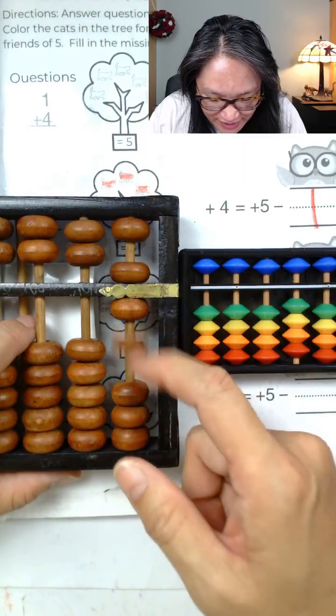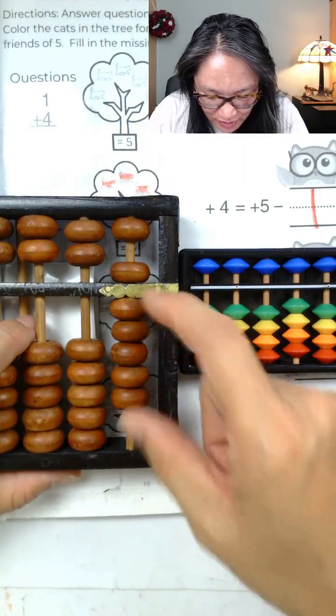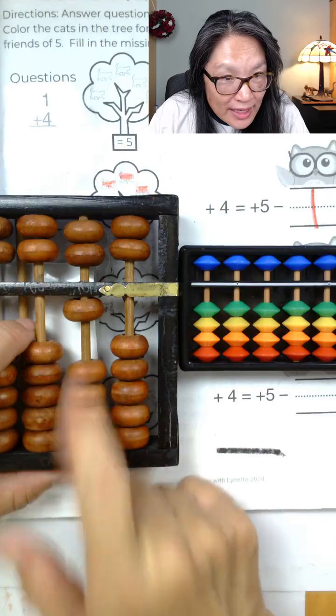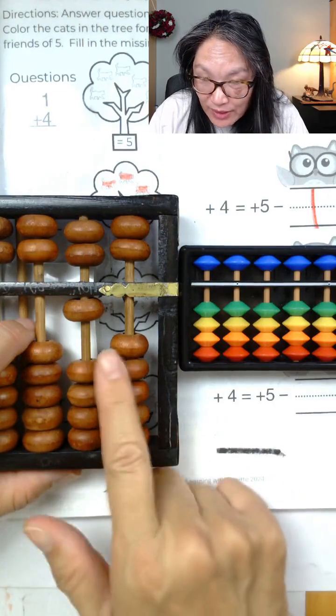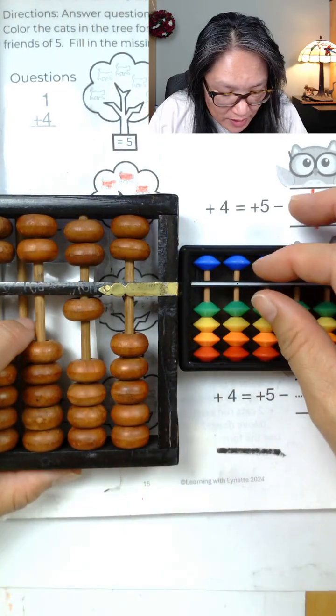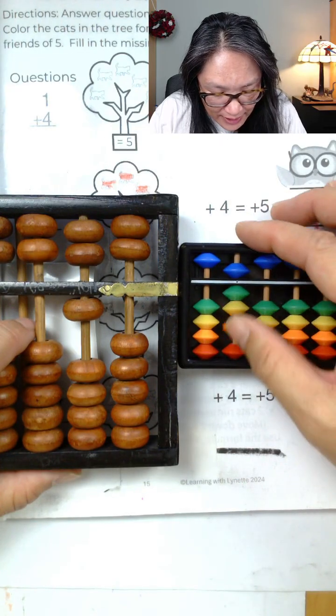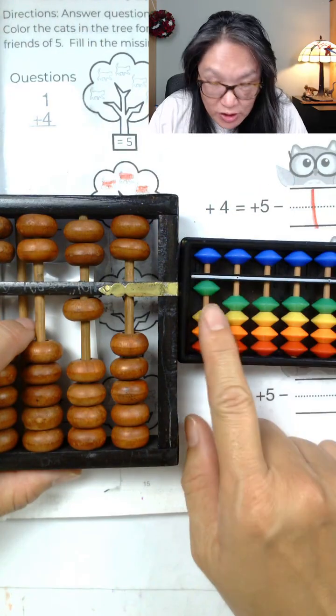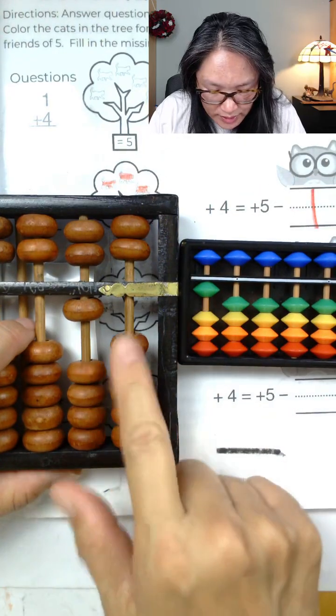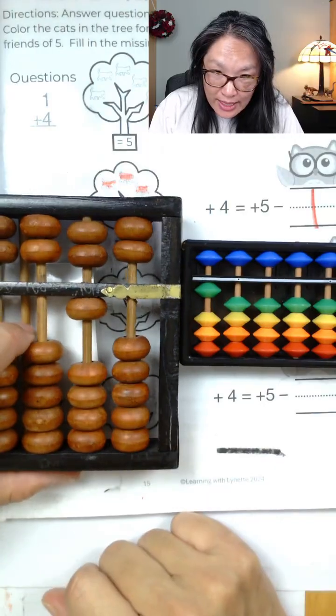Okay, so this is 5. And then we do 6, 7, 8, 9, 10. Guess what? We're going to do another trade, right? To the tens place. We add 1 bead to the tens place. Now we have 10. It's the same thing on the Japanese abacus. We have 1, 2, 3, 4, and then 5, 6, 7, 8, 9, and then we have 10. So we have a 10, a 1 and a 0. So Logan, did that answer your question?